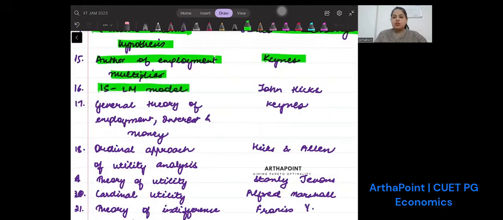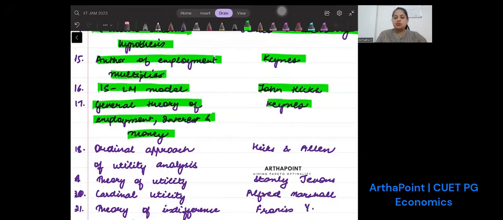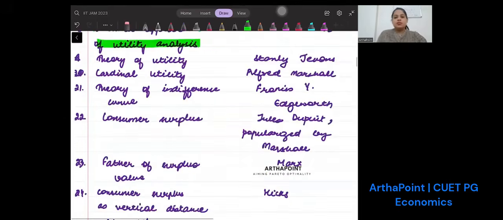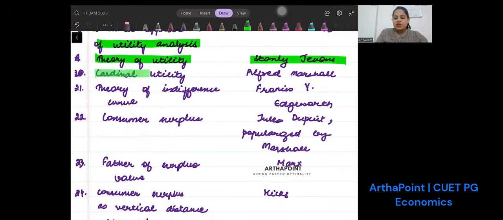IS-LM model was given by John Hicks. General Theory of Employment, Interest, and Money was given by Keynes. Ordinal approach of utility analysis was given by Hicks and Allen. Theory of utility was given by Stanley Jevons. Cardinal utility was given by Alfred Marshall.